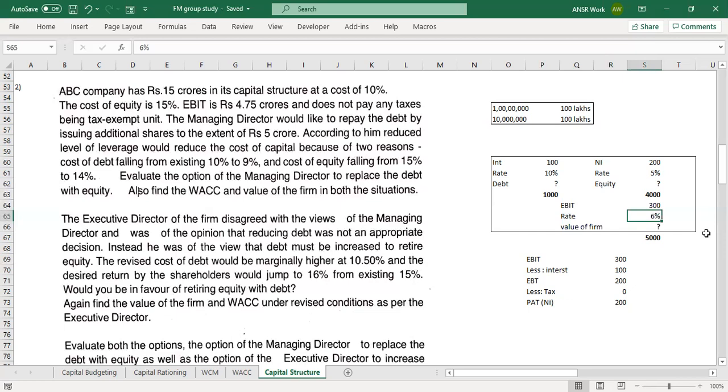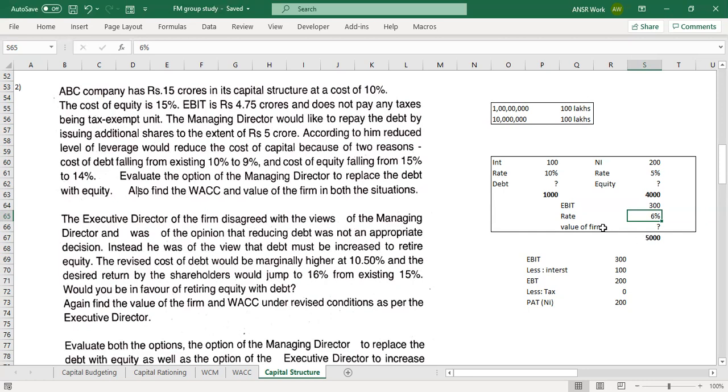Now there is another way of calculating the value of the firm. Can you look at these three examples and tell me if there is another way of calculating this 5,000? What is that? Another way in the sense that we only need to calculate the value of the firm. With the help of interest, without having the rate, if you only have interest and you mentioned equity value, then we can calculate it.